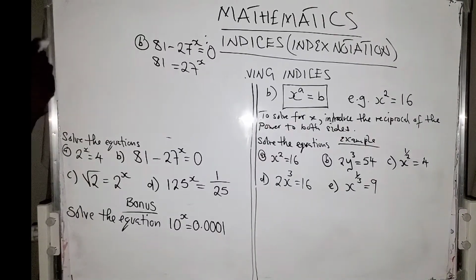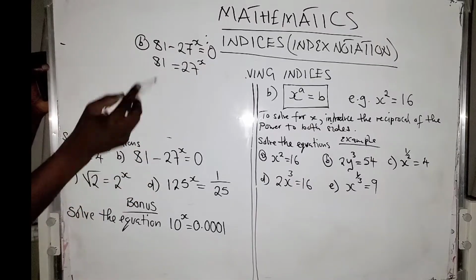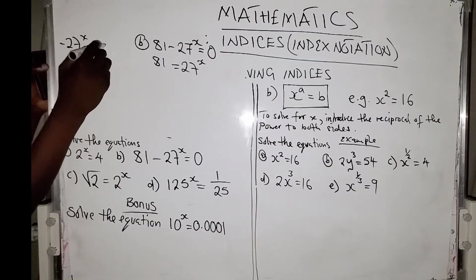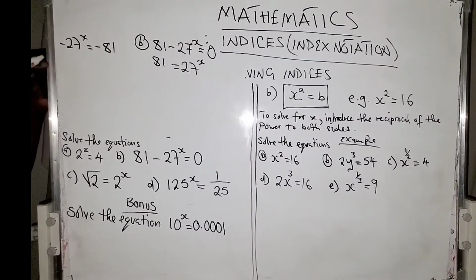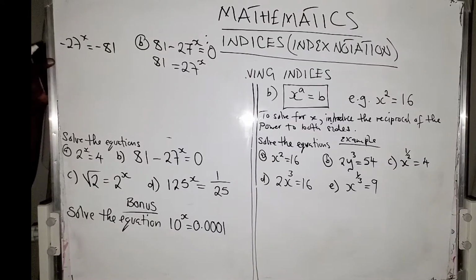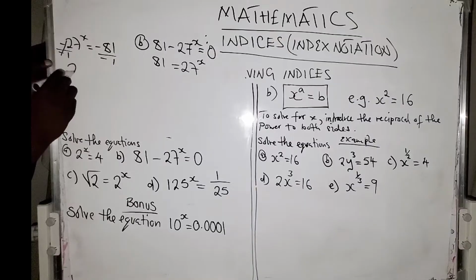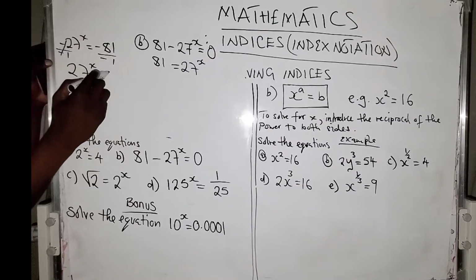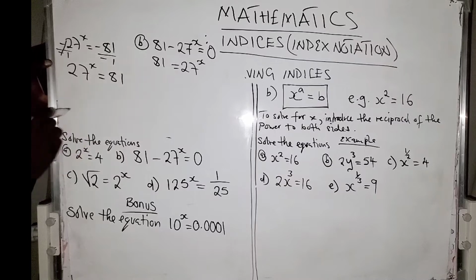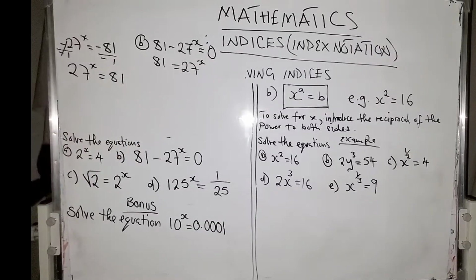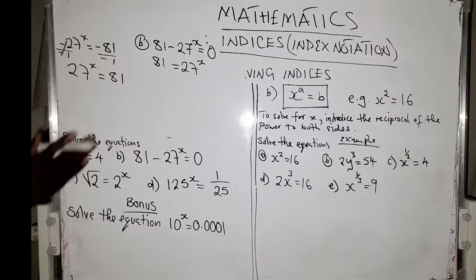Someone may say, what if I take 81 to the other side, you remain with negative 20 what? To the power is equals to negative 81. Then remember, the base should be positive. So we're going to divide by negative 1. Then we remain with 27 to the power x is equals to 81. So you can work with this or this, it is just the same.